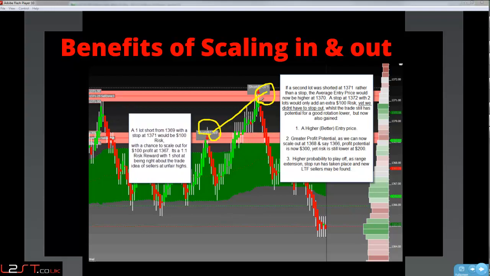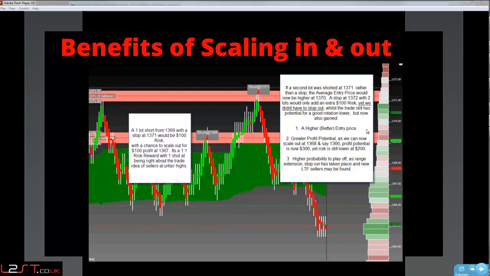You take advantage of that. So you sell and build your position at a higher price. Now it does add more risk because you've increased your position size. But that's the whole point. That's your full position size. You want to put your full position on. Okay, but the trade still has potential for a good rotation lower.